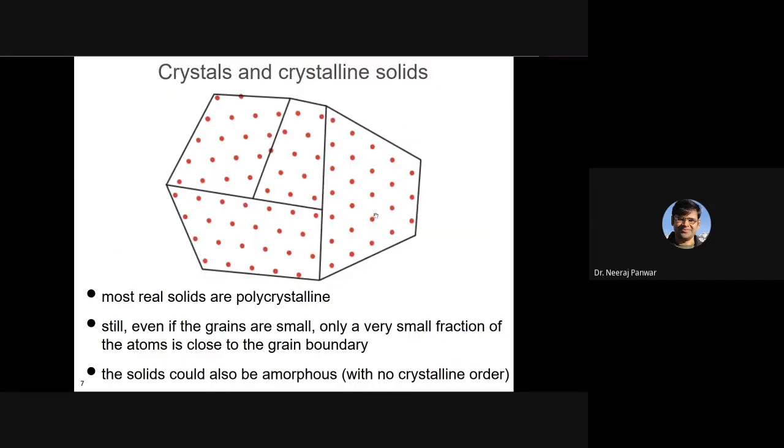As I told you, most real solids are polycrystalline in nature, and this is one particular example of a polycrystalline material in which the red dots represent the atoms or groups of atoms, and you see they are arranged in a particular fashion. They have very well defined separation between each atom, and this periodic arrangement extends, for example in this region, from this line to this line in this direction, and from this line to this line in this direction.